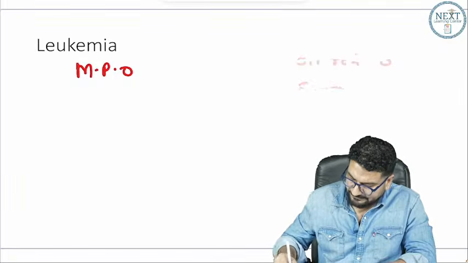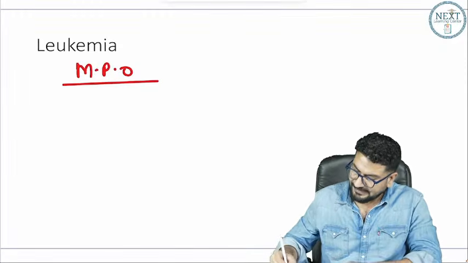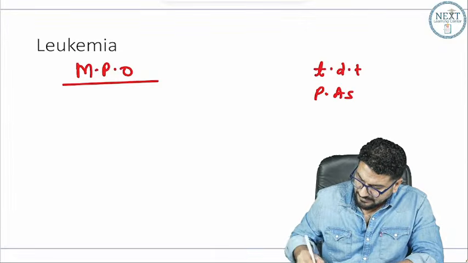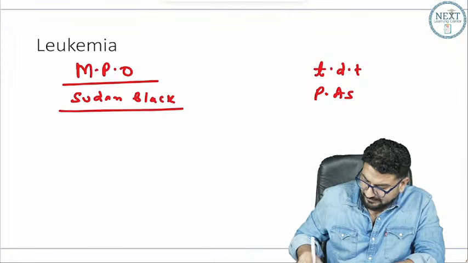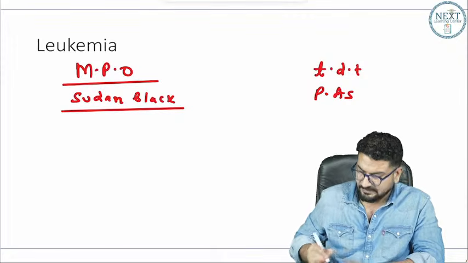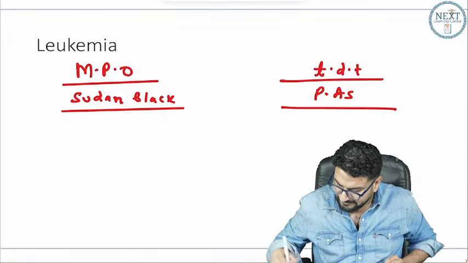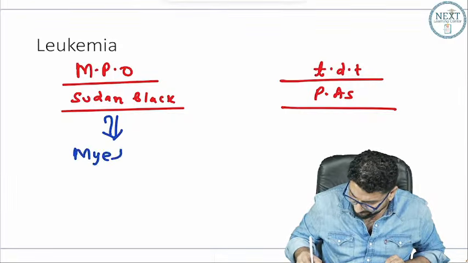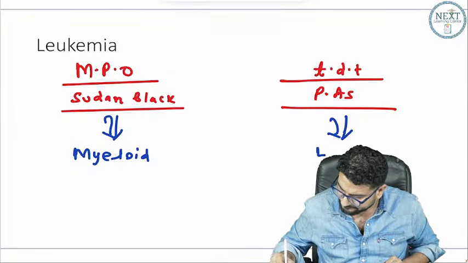So try to understand this. Suppose you see myeloid peroxidase given in the MCQ, or they have given TdT in the MCQ: TdT and PAS, MPO, Sudan black. Listen to me carefully. If the question gives such hints, because sometimes they ask this type of question, then remember these cells will be myeloid in origin and these cells will be lymphoid in origin.